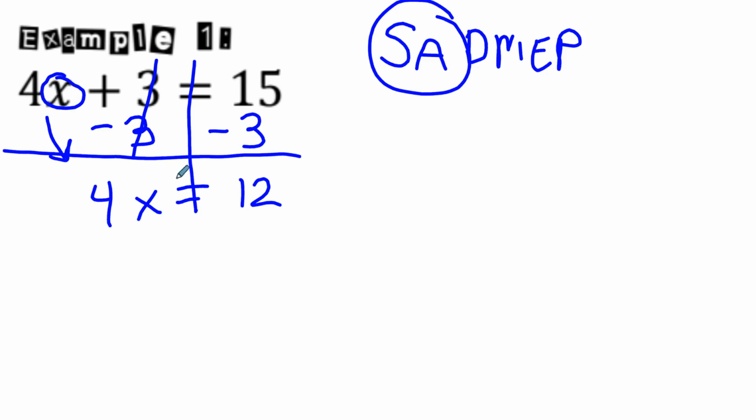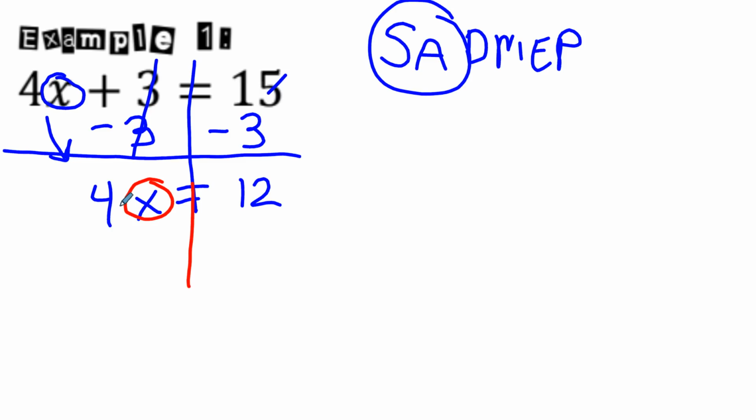I know I still have more work to do because I don't have my variable isolated. So you know you're done solving when x is all by itself. So again, line down the equal sign. This 4 is touching the x.